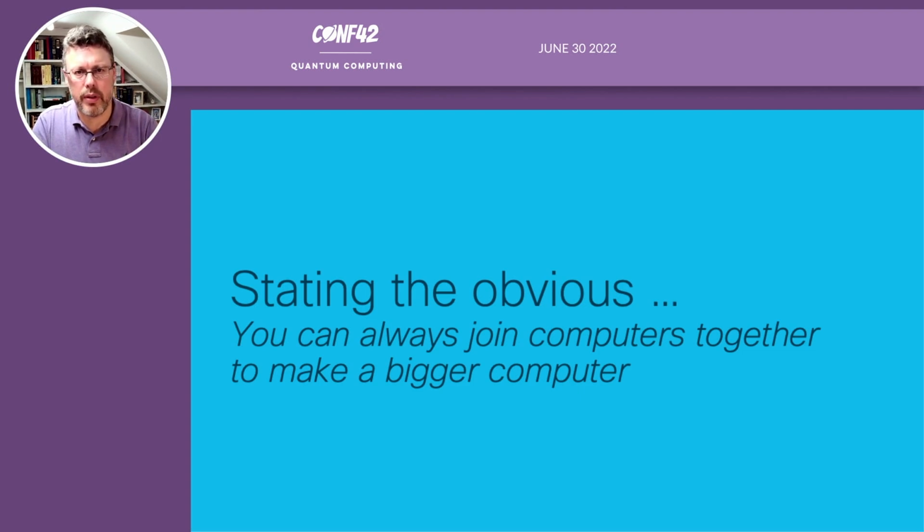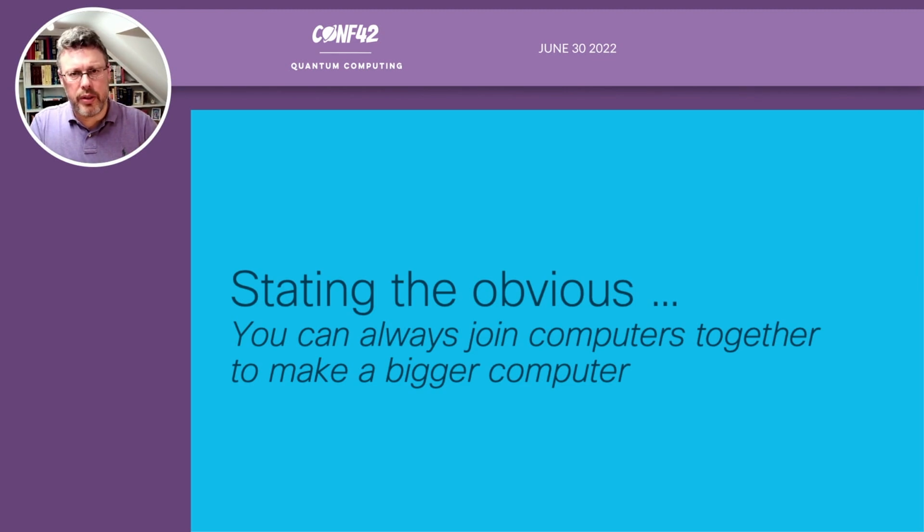So it becomes natural to state the following obvious point, that you can always make a more powerful computer by joining more powerful computers together. And this is also true for quantum computing. So if we're able to join quantum computers together to make a larger quantum computer, then we can solve more complex problems more effectively and probably quicker as well.